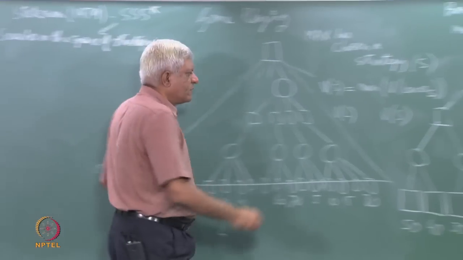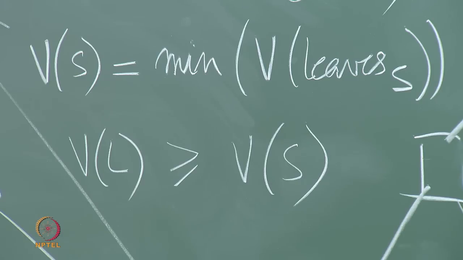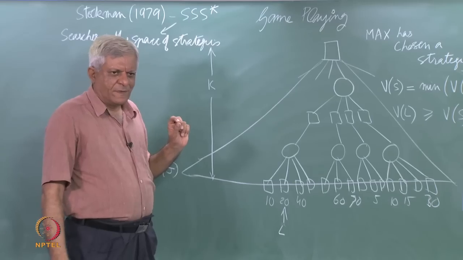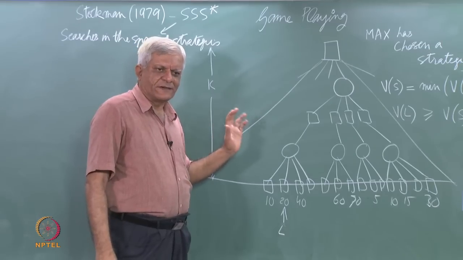It is greater than or equal to the value of the strategy, which means the value of a leaf is an upper bound on a strategy which contains that leaf.